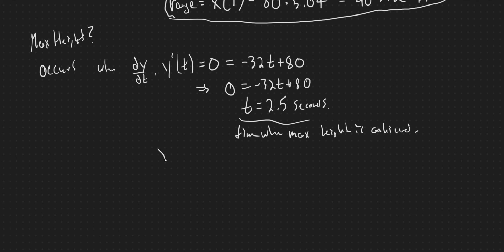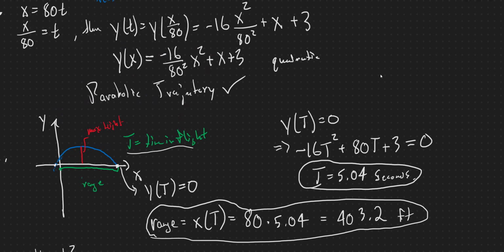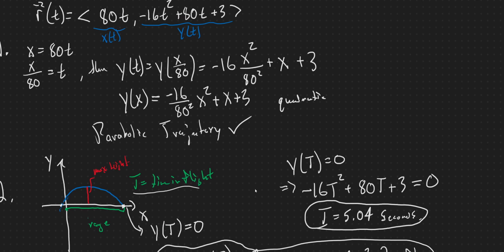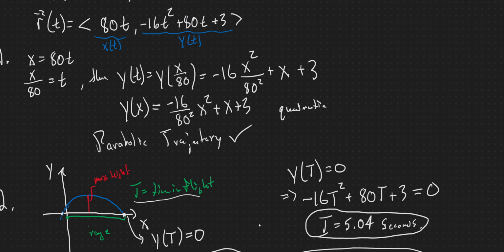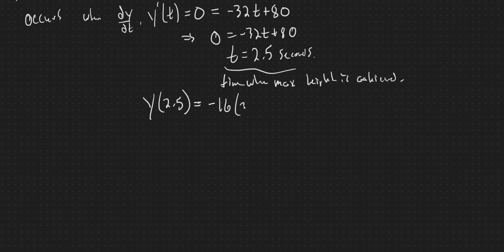So that means if I take y of 2.5, that'll tell me the max height. That's my y value at the time when the max height is achieved. So y of t. Remember, don't use the y of x. I really just used y of x for showing it was a parabolic trajectory. That's y in terms of x. We want y in terms of t. So plug 2.5 in for t there. So this is minus 16 times 2.5 squared plus 80 times 2.5 plus 3. Let's go ahead and calculate that.